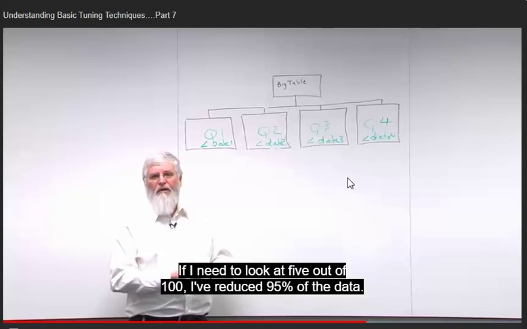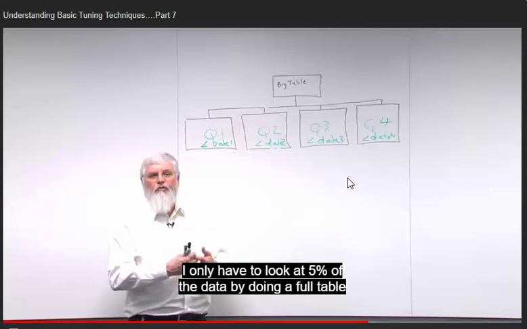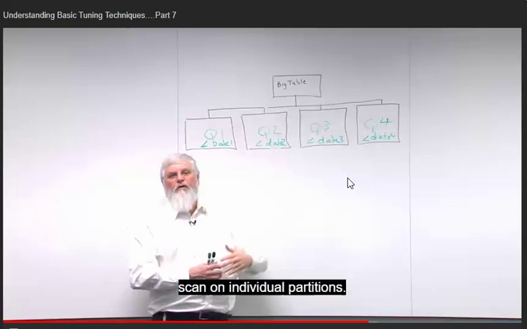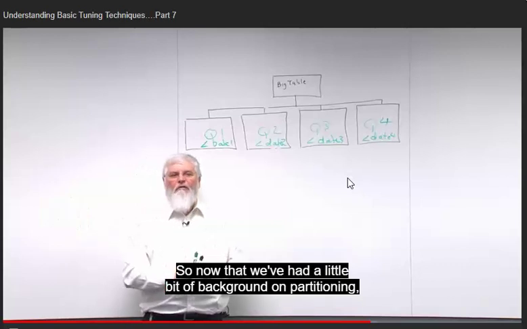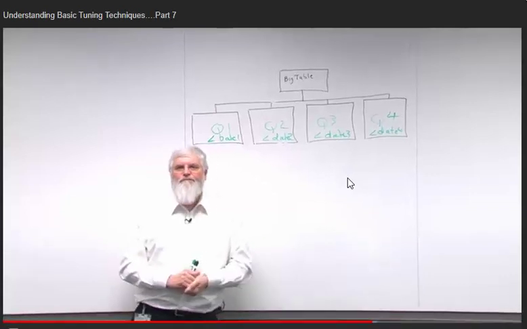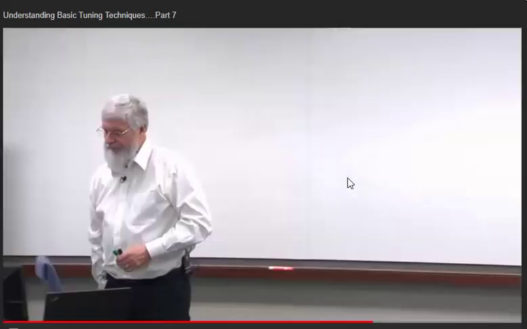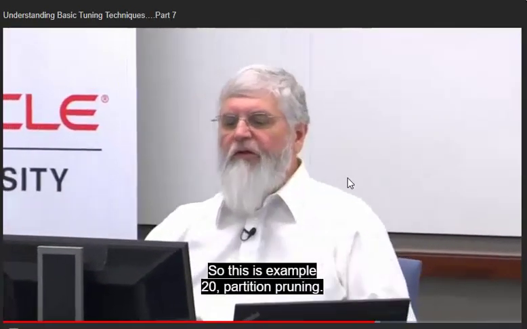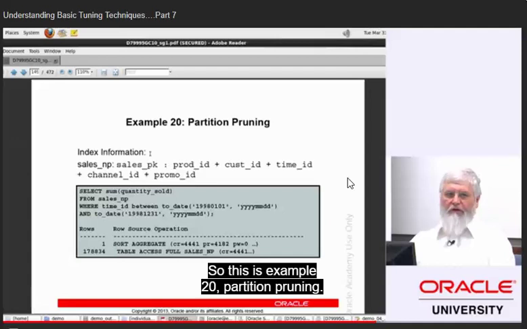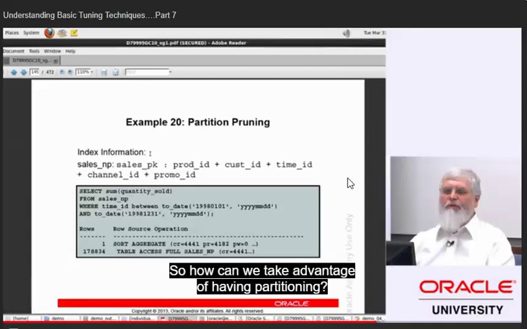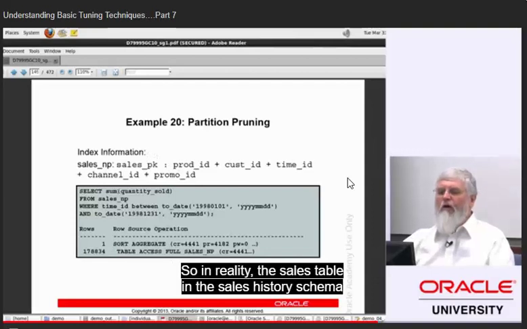So now that we've had a little bit of background on partitioning, we're going to go back to the slides and talk about this slide. Okay, so this is example 20, partition pruning. So how can we take advantage of having partitioning? In reality, the sales table in the sales history schema is partitioned automatically. What we wanted to do is compare that to a non-partitioned version.